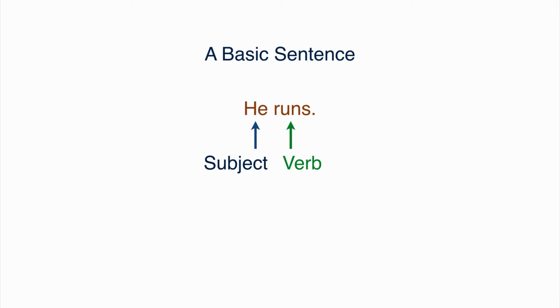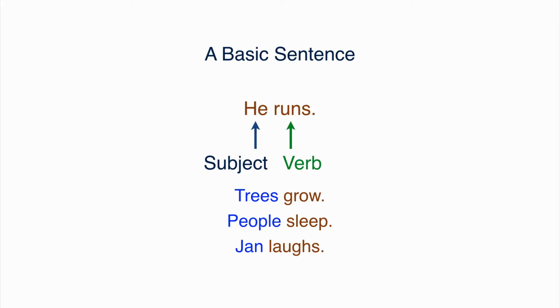Here are some more examples of simple sentences. Trees grow. People sleep. Jan laughs. John talks. Now, this is all very good, but much of our language is not that simple.